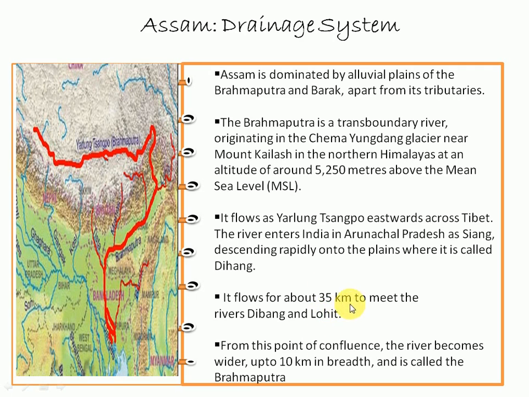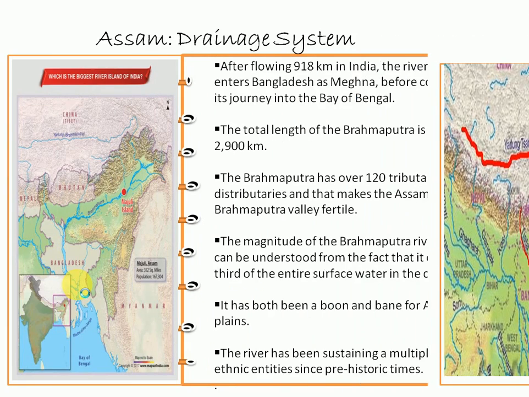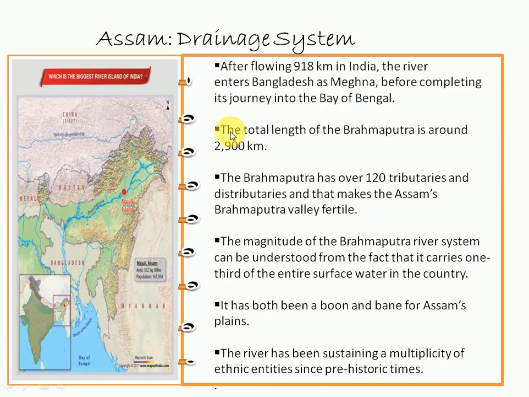It flows about 35 kilometers to meet the rivers Dibang and Lohit. From this point of confluence, the river becomes wider, up to 10 kilometers in width, and is called Brahmaputra, right? Again, we will discuss the drainage of the state. After flowing 918 kilometers in India, the river enters Bangladesh as Meghna before completing its journey into the Bay of Bengal. The total length of the Brahmaputra is around 2900 kilometers, of which only about 918 kilometers lie in India.